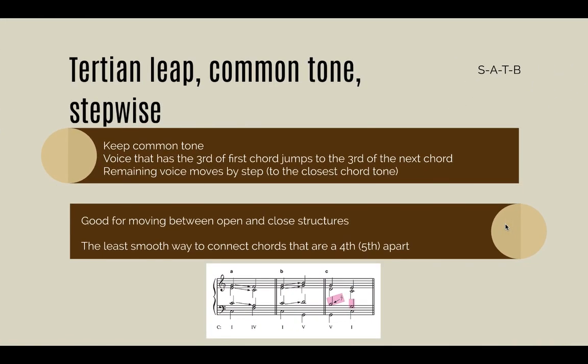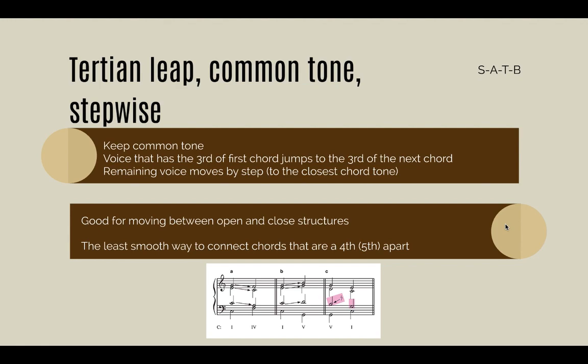Here's our last way. This is our least smooth way to connect these chords together, but it is really good if you want to move from an open structure to a closed structure, or vice versa. If you want to change the structure of your chords, that can be an interesting stylistic choice, depending on what you're going for. So what you're going to do here is find that common tone. Remember, we already decided in the first way that there is a common tone between chords that are related by a fifth or a fourth in the root. So we're going to find that common tone, and we're going to keep it.